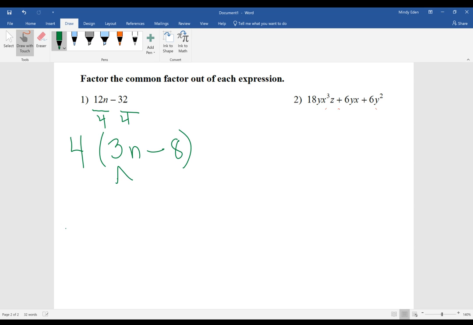Now, what you want to do is double check. Do 3n and 8 have anything in common? No. So as long as they don't, that means you found the biggest common factor. So your answer would be 4 times the quantity 3n minus 8.